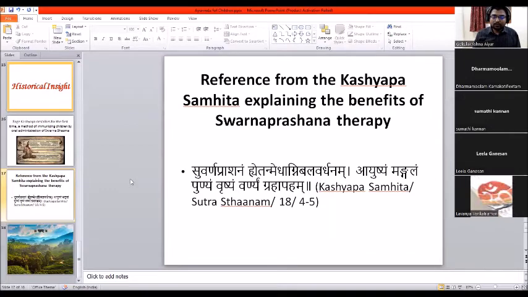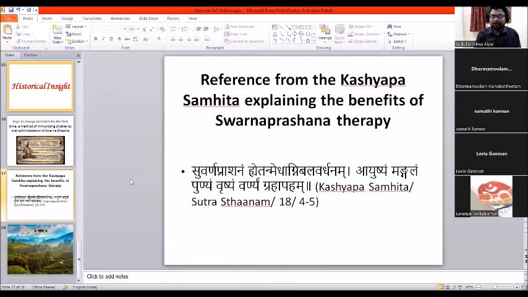And on the days when Swarna Prashanam is administered, giving junk foods to the children should be avoided. The minimum age could be as young as a 6-month or 1-year-old child. They can be given Swarna Prashanam. And the maximum age for Swarna Prashanam is 15 to 16 years.